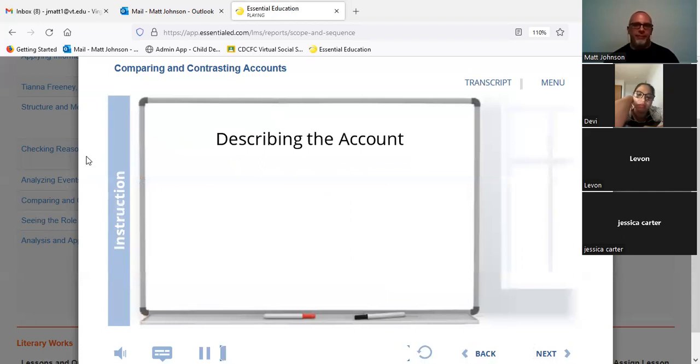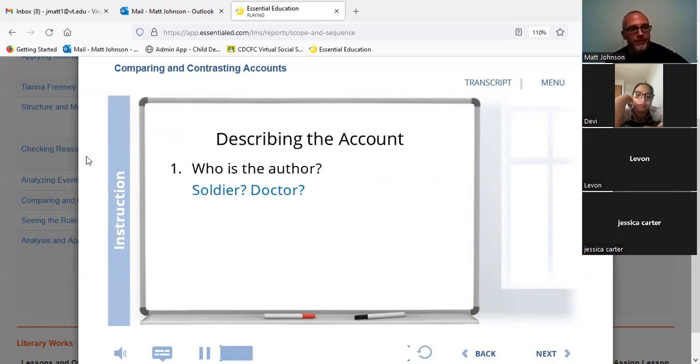Whenever you read an account, you want to start by describing the account. First, and most importantly, who is the author? Are you reading the personal account of a soldier, or are you reading a story written by a doctor? Knowing about the author can give you a better understanding of the author's account.